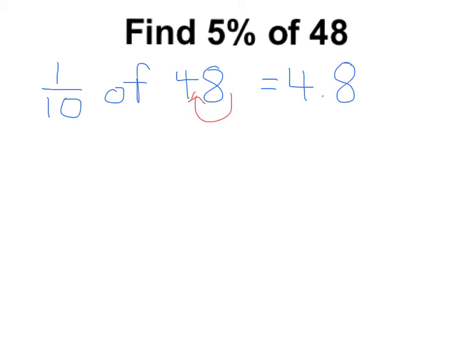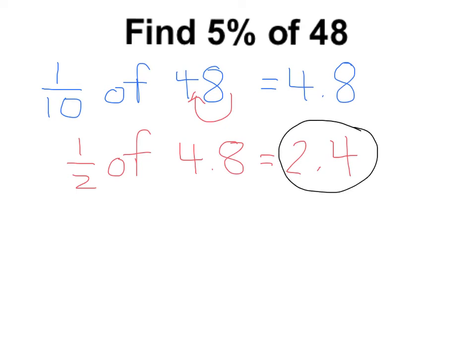Now I just need to find half of 4 8/10. And that equals 2 4/10. So 5% of 48 would be 2 4/10. To check that with your calculator, 5% as a decimal is 5 hundredths times 48 equals 2 4/10.